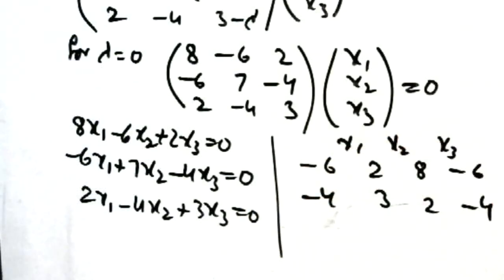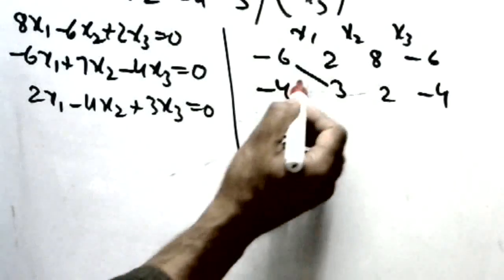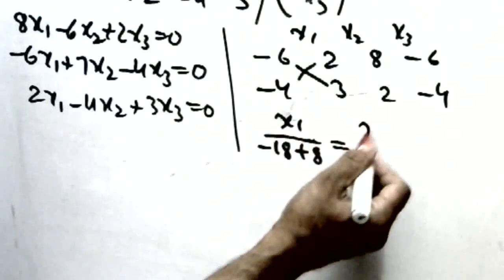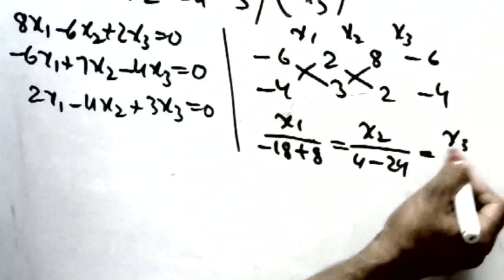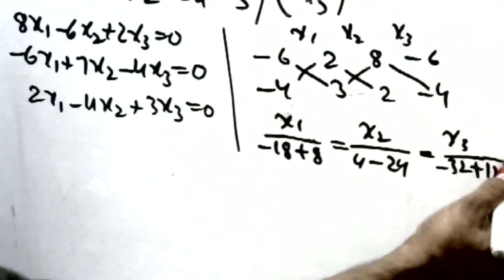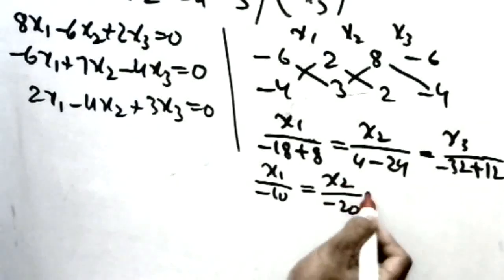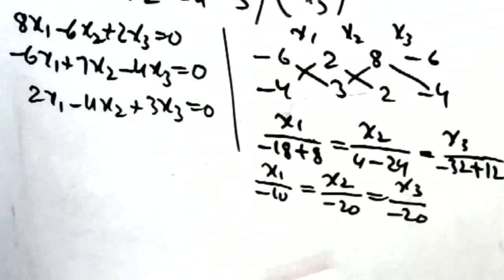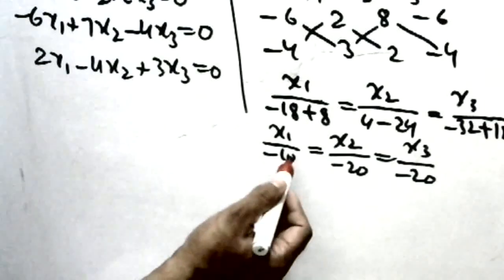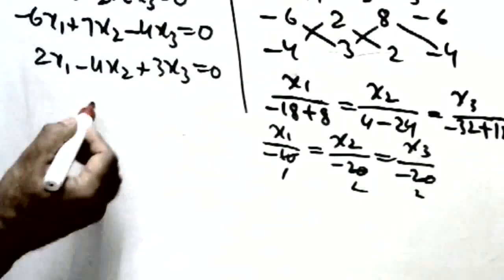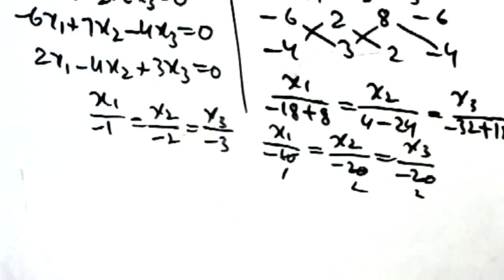Here, x1, x2, x3. Now let's see how to cross multiply. First you write x1 divided by: multiply these two, minus 18, minus multiply these two, minus 8, minus 1 is plus 8. Equals x2 divided by 2 fours, 8, minus 3 eights, 24. Lastly, x3 divided by minus 32, minus 1 is plus 12. So we get x1 by minus 10 equals x2 by minus 20 equals x3 by minus 30. Cancelling 10, we write x1 by minus 1 equals x2 by minus 2 equals x3 by minus 3.